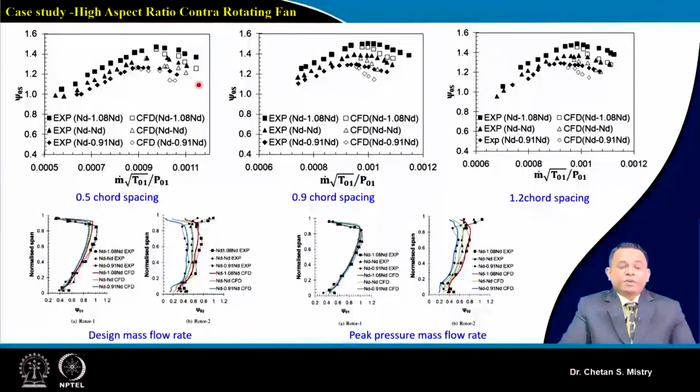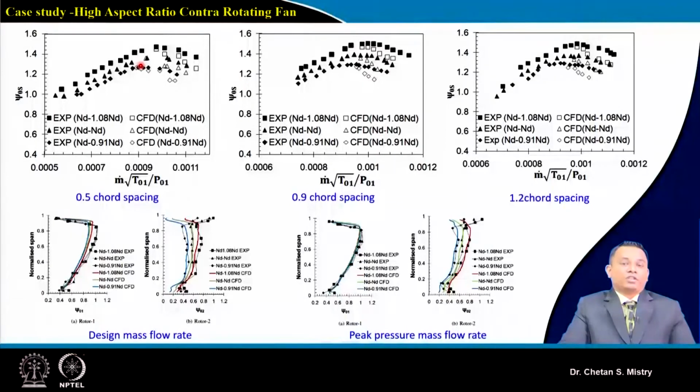This represents the validation. If you look at these unfilled points, they represent CFD analysis. If you observe carefully, for the high mass flow rate configuration, it is not matching well, it has a certain amount of discrepancy. But when we move towards the peak pressure point, it matches well for all different speed combinations.